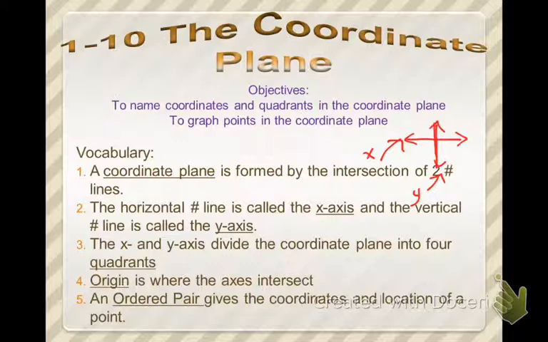The x and the y-axis divide the coordinate plane into 4 quadrants. And we'll go over that in a second with the different kinds of quadrants. There are 4 quadrants. The origin is where the axes intersect. So at the point, this is the origin. That's the origin.